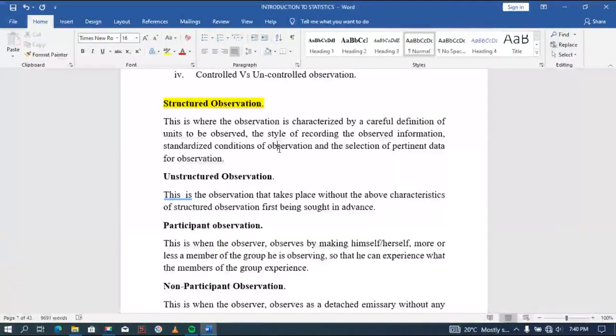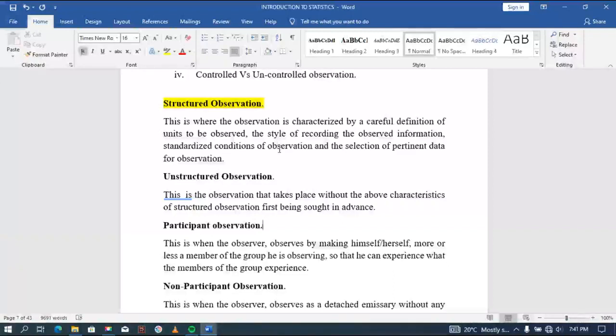How would you record whatever you have seen without the respondents or the members of that particular group realizing that you're making some recordings or observations? Because if they happen to notice that you're carrying out some research on them, then they may change their characters, they may change their ways from the normal ways of doing things, and you'll end up making wrong observations, wrong research.